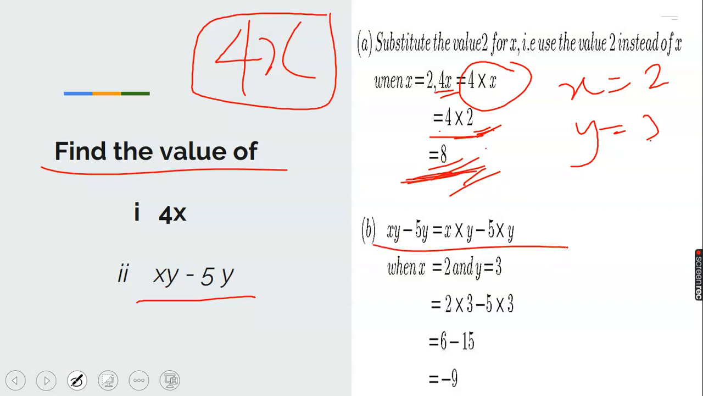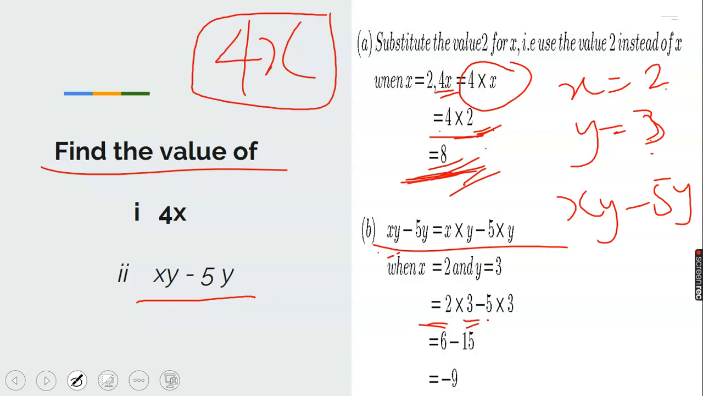Second example, xy minus 5y when x is equals to 2 and y is equals to 3. Everywhere you see x, you put 2. You can see the 2 here. Everywhere you see y, you put 3. You can see the 3. That is, we have replaced x and y. But 5 is constant. You can't change 5. 5 is a number. You put the 5 down.